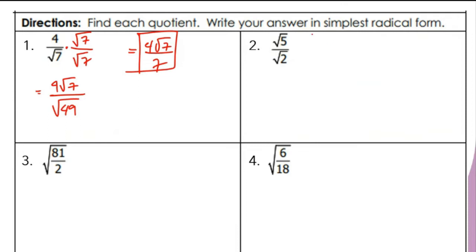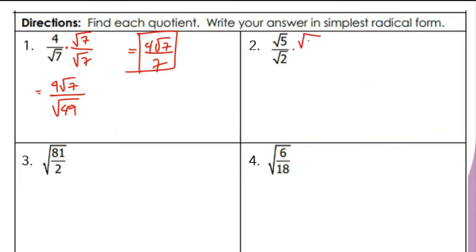Number 2. So in the given, we have the square root of 5 over the square root of 2. Between 5 and 2, there are no common factors. So we cannot simplify further the given radicals. So in this case, we will just get the factor that we will multiply both in the numerator and the denominator. So that is rationalizing the denominator.